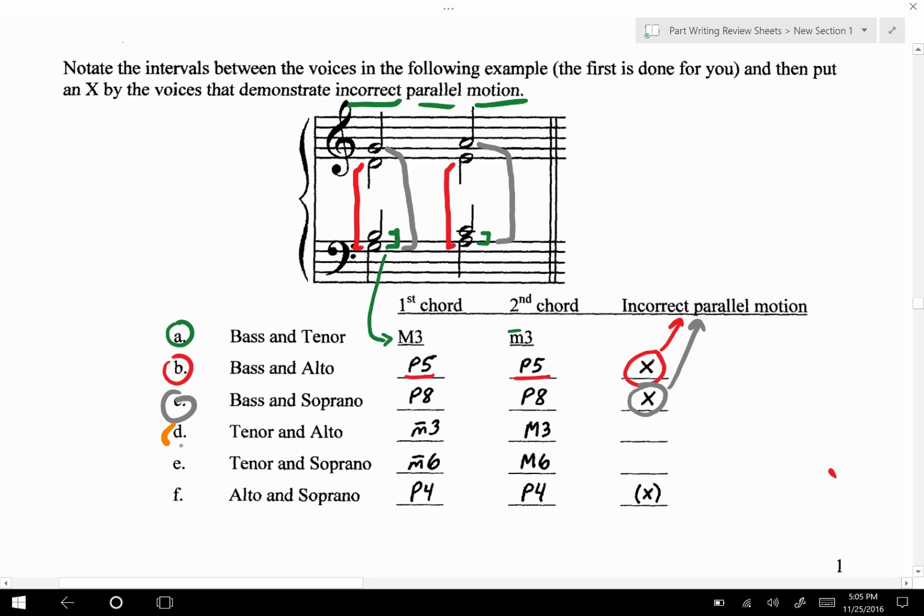Let's examine D, tenor and alto in the first chord. So here's tenor up to alto: B to D, that's a minor third. C to E is a major third. Minor third to major third in the same voices, acceptable.